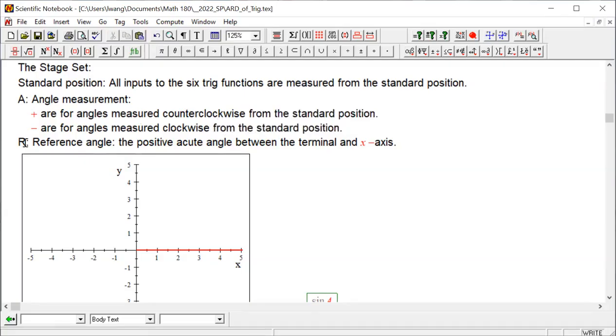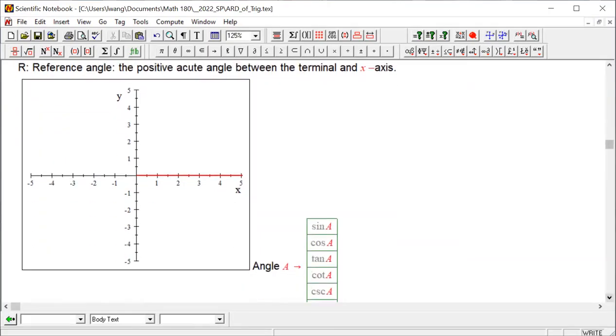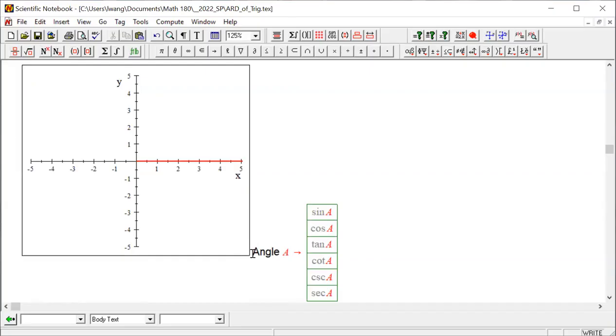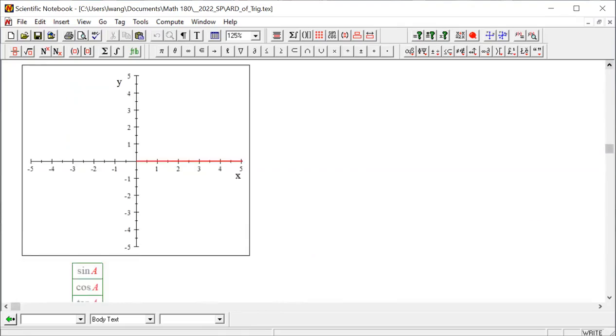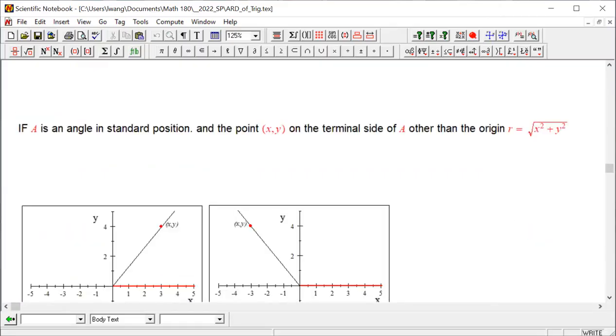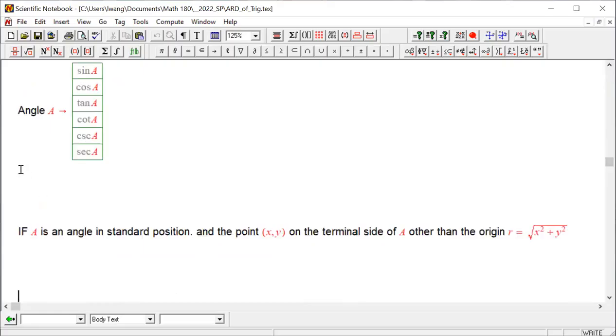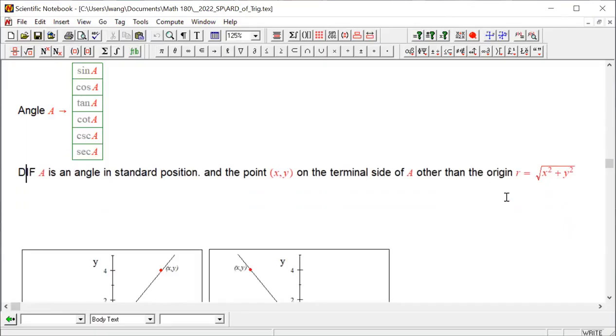Next, reference angle. Reference angle is the positive acute angle between the terminal and the x-axis. Remember this definition. Now, finally, we get to introduce our definition. We have not introduced our definition; we merely talked about the input. What kind of quantity is our input? The definition of the trig function is right here. So I'm going to bring the definition right here. So this is the definition.